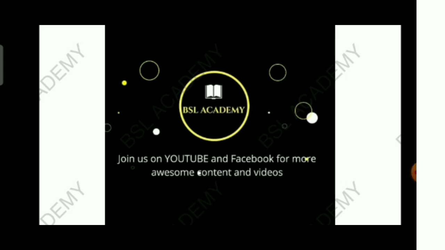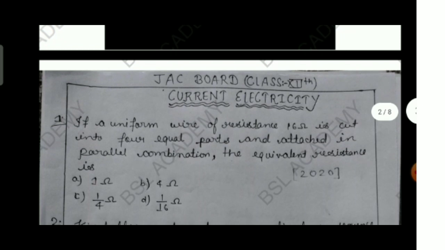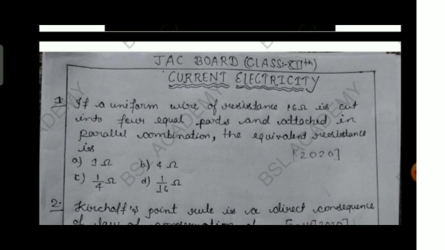As we have previously discussed the previous year questions of your physics paper of the Jac board, today we have come with one more chapter which is current electricity. The weightage of this chapter in your Jac board examination is around 7 to 8 marks. So please practice it more and more.